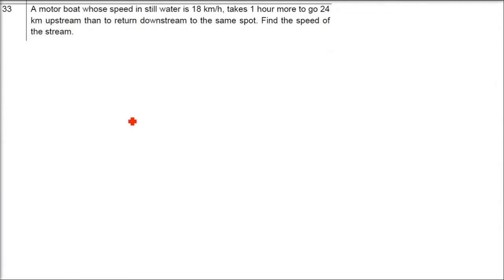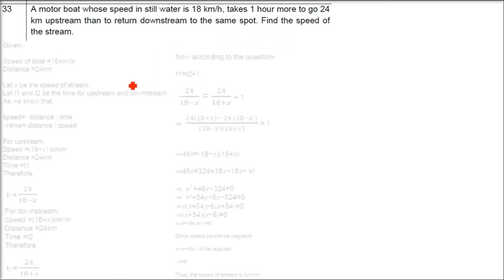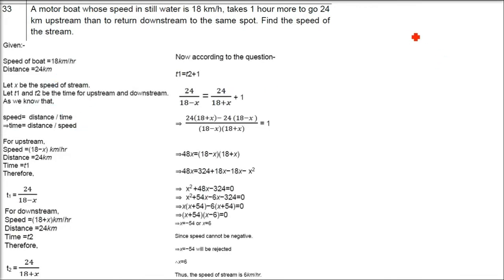A motorboat whose speed in still water is 18 km per hour takes 1 hour more to go 24 km upstream than to return downstream to the same spot. Find the speed of the stream. So the answer is in front of you. Let me tell you the concept here, because this kind of question will definitely come.